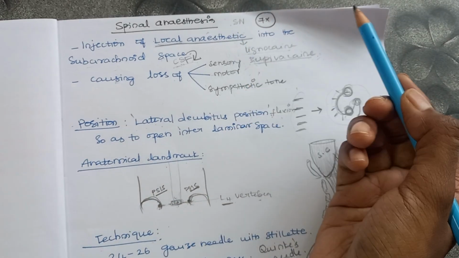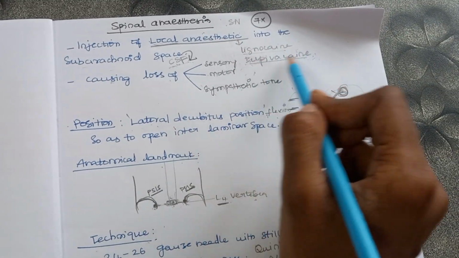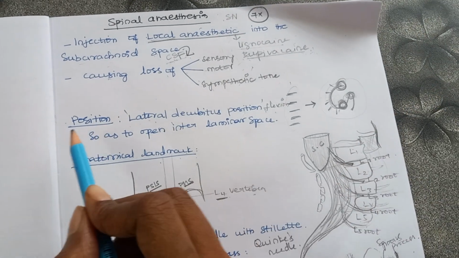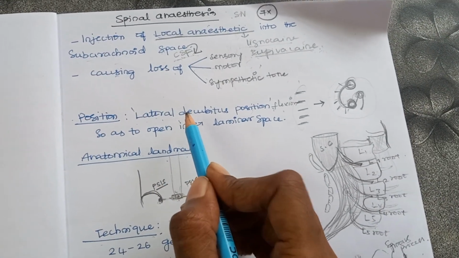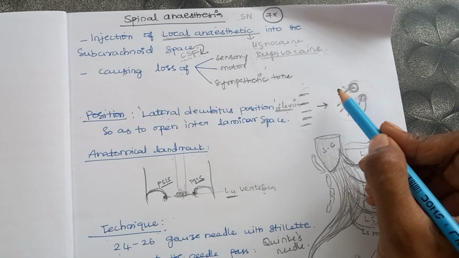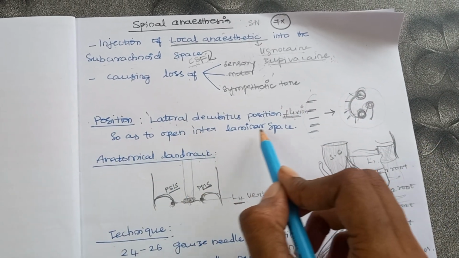What kind of local anesthetic are we using? We are using lignocaine or else bupivacaine. In my hospital setup, bupivacaine is most commonly used. The position of the patient is very important, which is lateral decubitus position with flexion. Flexion is important so as to open the interlaminar space.